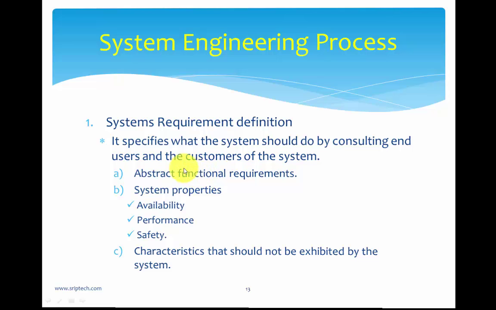Now we should also be concerned about system properties in terms of availability, performance and safety. So in the system requirements definition we only define the high level requirements. You don't define the low level requirements. Along with the high level requirements we also talk about the properties in terms of the availability of the system, the performance of the system and the safety of the system.